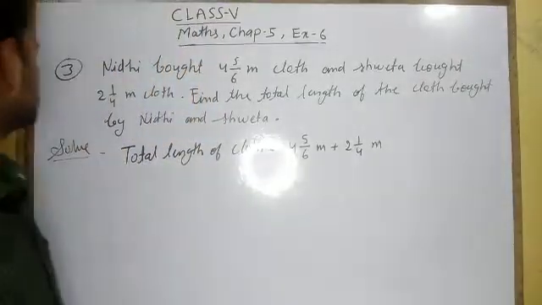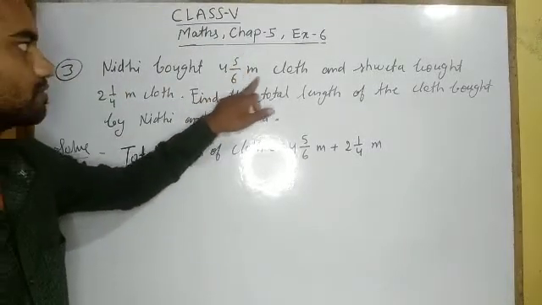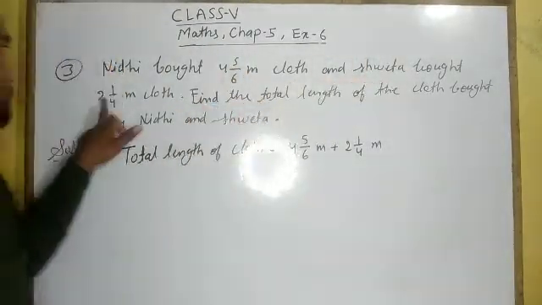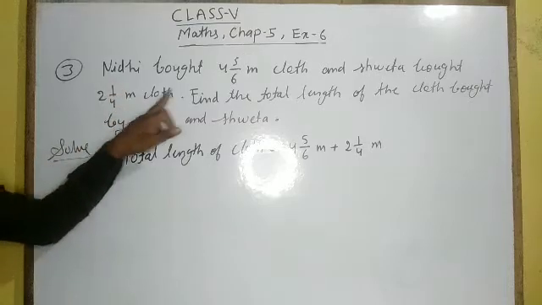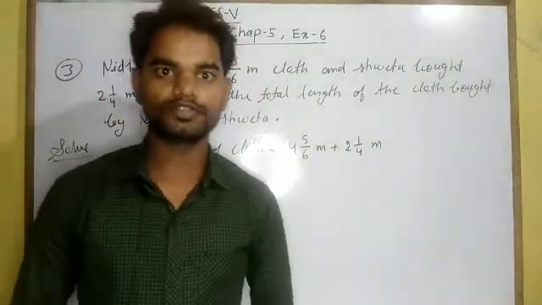Now question number 3. The third question is: Nidhi bought 4 whole 5/6 meter cloth and Sweta bought 2 whole 1/4 meter cloth. Find the total length of the cloth bought by these two girls.